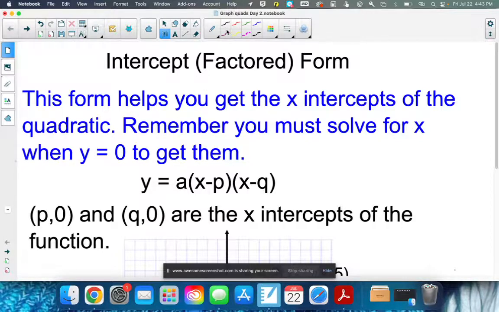The really neat part about intercept or factored form is that it is automatically going to help you get your x-intercepts. That's what's actually in the parentheses. But you have to solve them for x, and remember that you make y equals 0 to get them. So P and Q. Notice there's a minus in each of those, and then there's not in the original. Your signs are always going to change, because you're actually having to solve them. So make sure you remember that you have to solve these, which means your sign's going to change. These two parentheses give you the x-intercepts of your function.